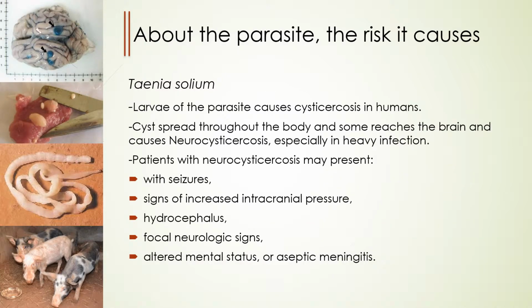About the parasite, the risk it causes, Taenia solium cysticercosis is an emerging zoonosis causing both public health and agricultural problems in many low-income countries. Taenia solium larvae of the parasite causes cysticercosis in humans. Cysts spread throughout the body and some reaches the brain and causes neurocysticercosis, especially in heavy infections. Patients with neurocysticercosis may present seizures, signs of increased intracranial pressure, hydrocephalus, focal neurologic signs, altered mental status, or aseptic meningitis.